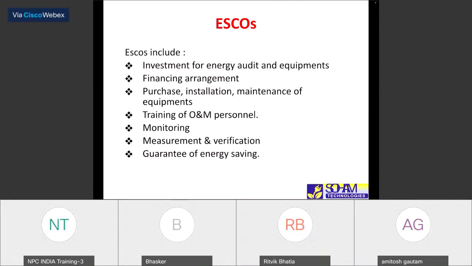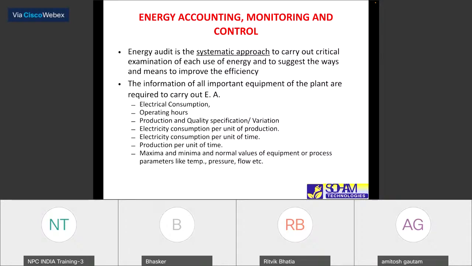So ESCOs, as I have already discussed, provide investment for the audit and the equipment, financial arrangement, purchase, installation and maintenance of equipment, training of O&M personnel, monitoring, measurement and verification, and the guarantee for energy saving. So what do we have to do actually? Energy audit is a systematic way of looking into the incoming energy, and the use of energy which we are doing.